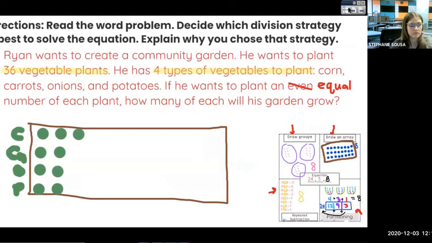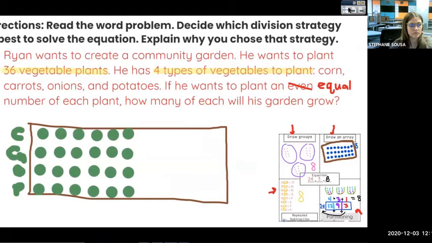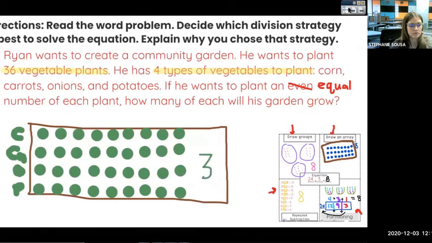So that's 8, 12, 16, 20, 24, 28, 32, 36. There is my 36 plants.